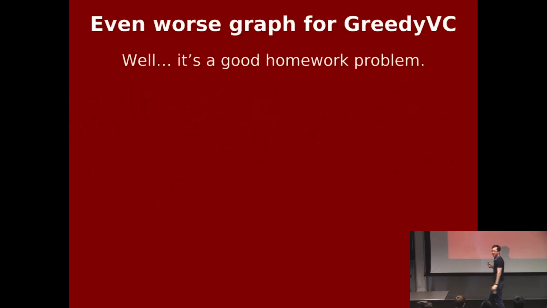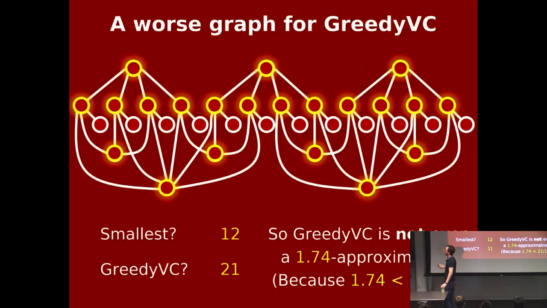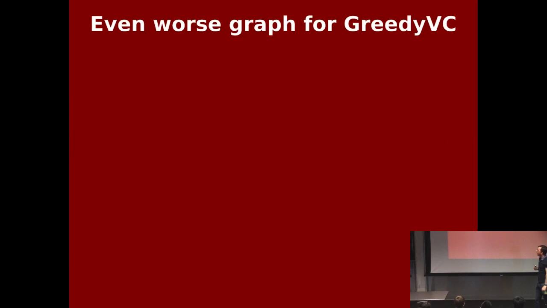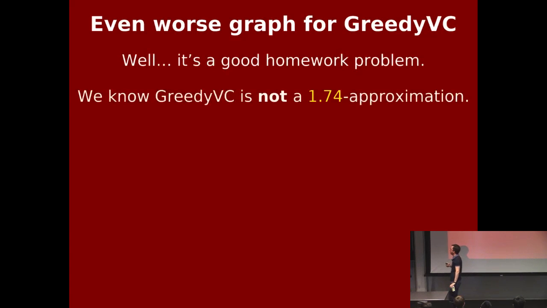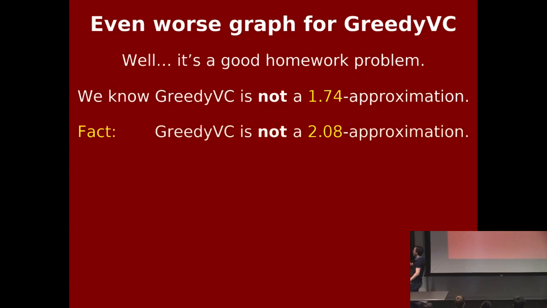And that would also be a good homework problem. Find a graph where the ratio is even worse than 17 over 12. I mean, you have to be kind of clever to figure out what I did in this graph and try to extend the idea behind it. But if you figure out what I did there and extend the idea, the next tricky graph in that family will show that it's not even a 2.08 approximation.